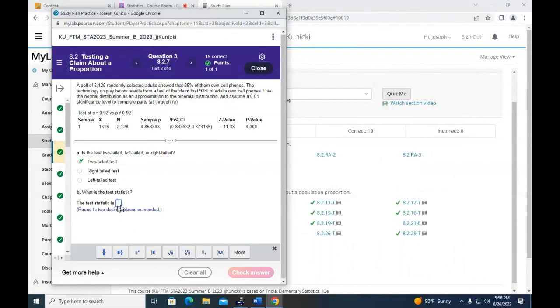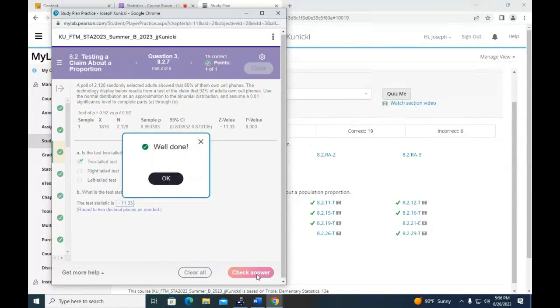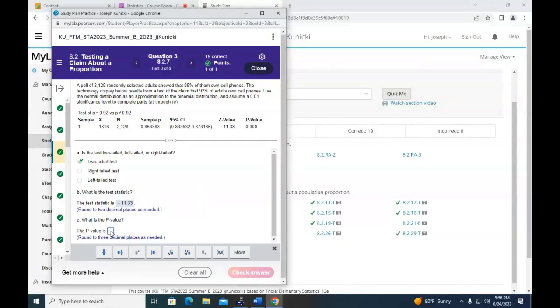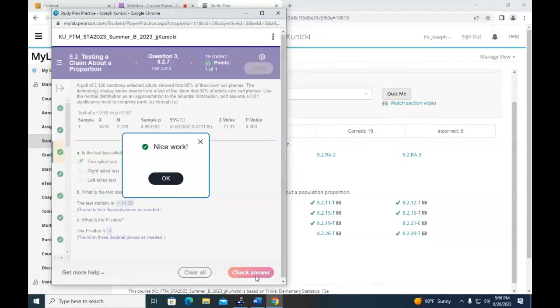It's the Z value. That's right. They call it Z. This is a readout from who knows where. Every stat thinks the P value is zero. It says round to three decimal places. That's not zero, it's five. Close enough for me, and it'll take it.